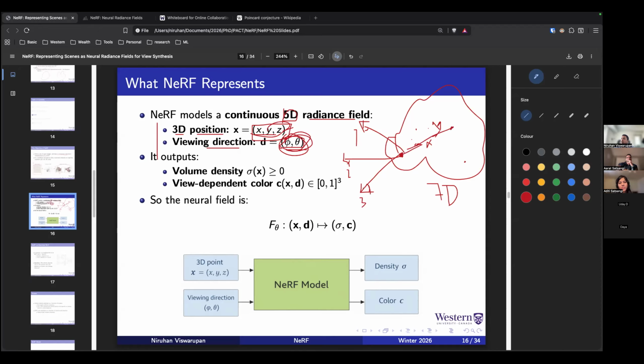So you are viewing it from the same angle, but from different 3D points. The 3D position is for any point in the space, and the angle is from what angle we are looking at it. And we will come to a place where we actually see why this viewing direction is needed.